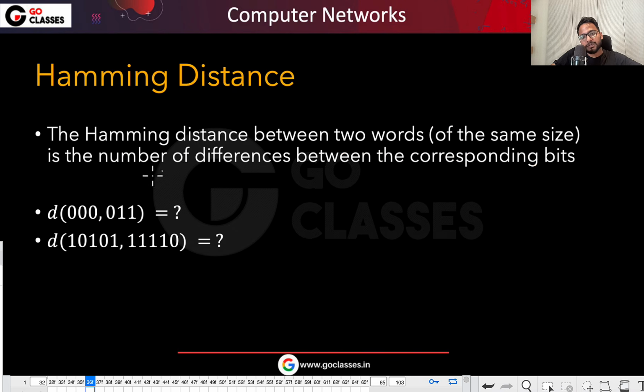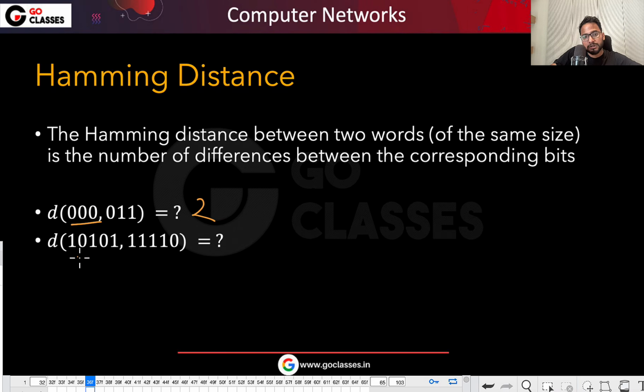Suppose they have given you two code words, or two words, and then they ask you the Hamming distance. Basically, the Hamming distance is the number of bit differences in these two words. So how many bits are different in these two? You can say that two bits are different. So the Hamming distance is 2 here.